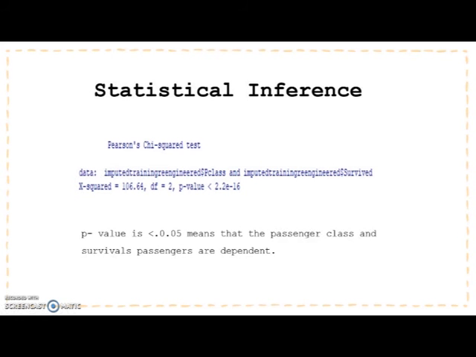And so for statistical inference, we choose the chi-square test to check if the passenger class and survival are independent or not. So after running the command in R, we found that the p-value is less than 0.05, which is 2.2 exponent negative 16. That means the passenger class and the survival of passengers are dependent.